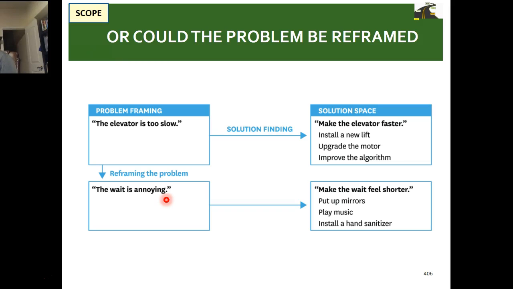So if that is the case, then maybe we would reframe the problem, rather than the elevator being too slow, to "I hate the wait." So with that said, we change the frame and we make sure that we're focusing on what the issue is. So how do I make the wait feel shorter? Put up mirrors, play music, install hand sanitizer.